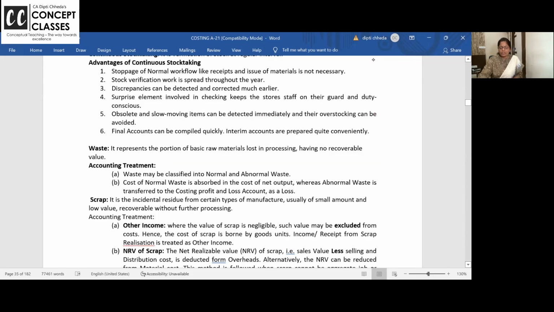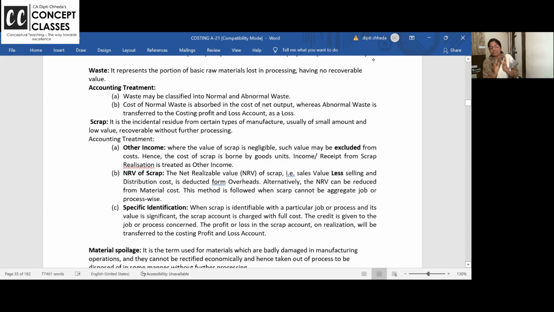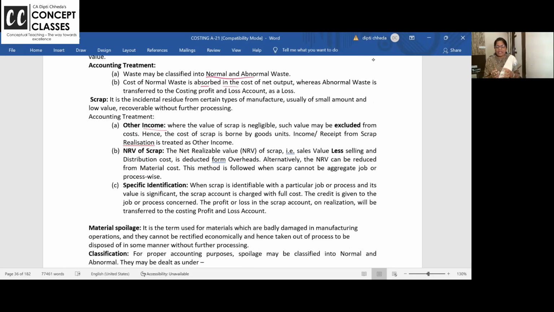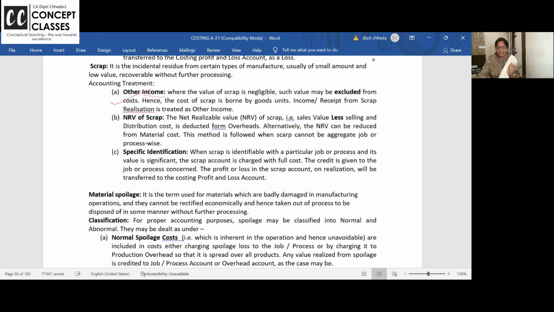Now, most important question, what is the treatment of wastage? Whether the wastage is normal or abnormal, and other income. If it is normal and limited wastage, what is wastage? Raw material wastage. If it is normal, charge it off to good units; if abnormal, charge it off to costing P&L. Scrap is finished goods, some damaged items and all. If you are able to generate some income, value it accordingly.